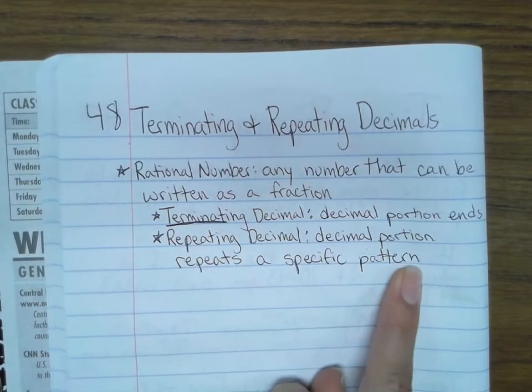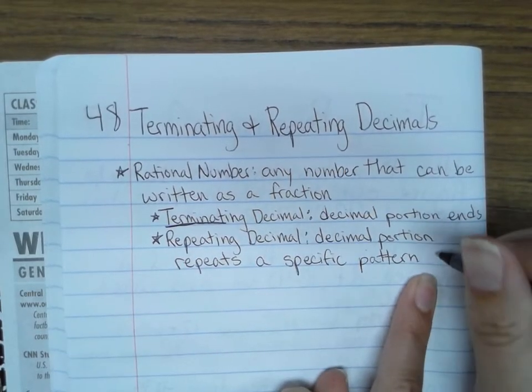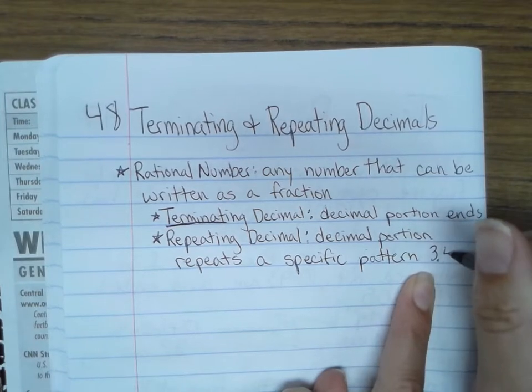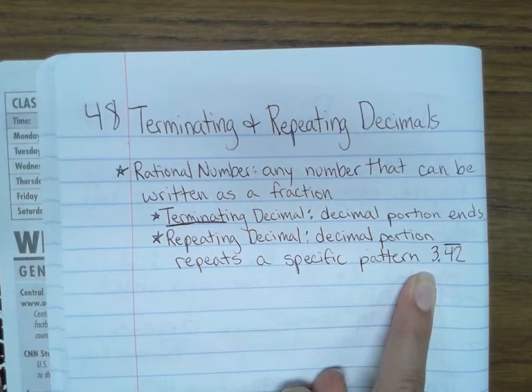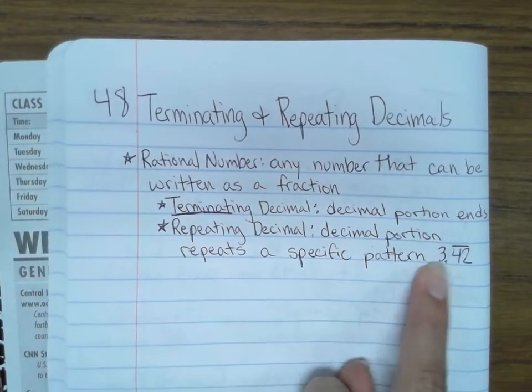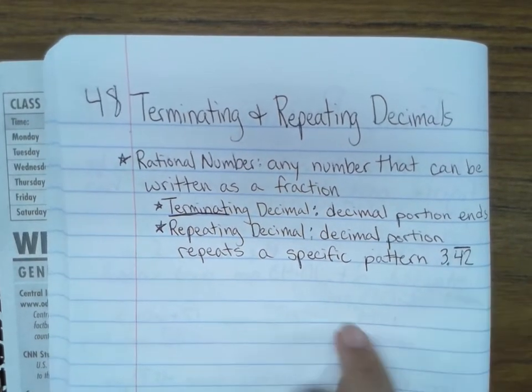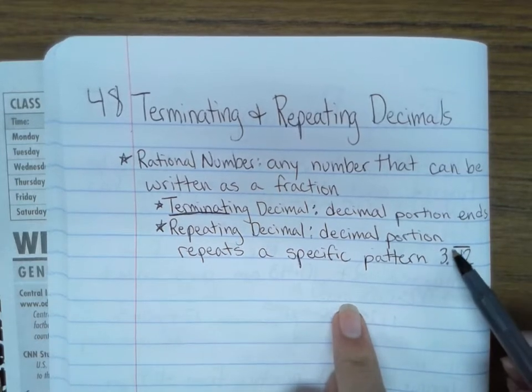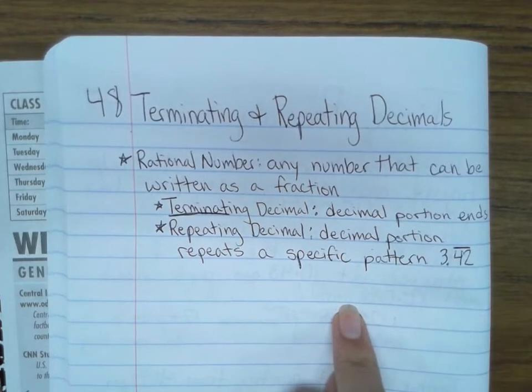Okay, we have already kind of talked about repeating decimals before. But repeating decimals will be written with a bar notation. So an example would be like 3.42, and we draw a bar over that. That means that this repeats 3.42424242 forever and ever and ever. But we don't want to write that out, so we just write a bar over what repeats.